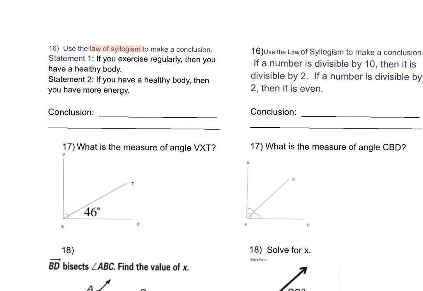So with the law of syllogism, we want to highlight what is repeated and then drop it in our conclusion. So let's read it. If you exercise regularly, then you have a healthy body. If you have a healthy body, that is repeated. So we're going to highlight that part and we're going to get rid of it. So what's left over is our conclusion. If you exercise regularly, then you have more energy.